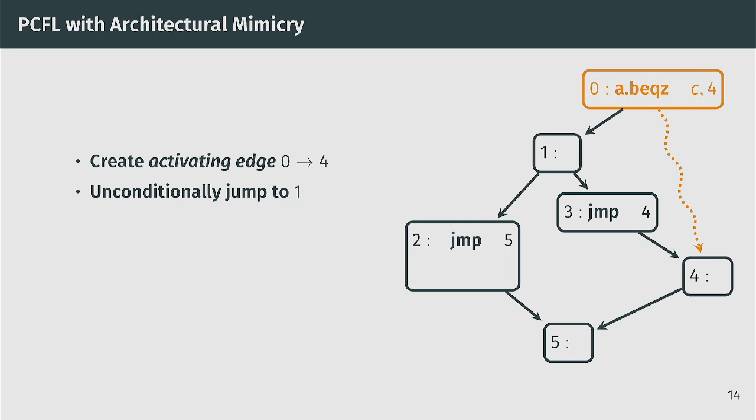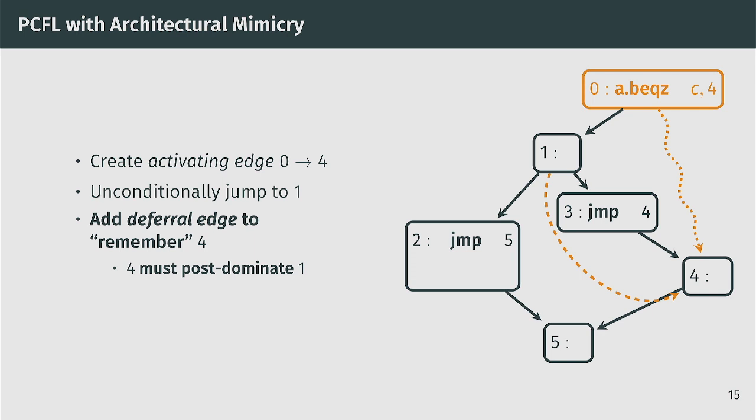And mimic mode will remain active until block 4 is reached. But to make sure that block 4 will always be reached eventually to disable mimic mode, we need to make sure that all paths that start in block 1 eventually pass through block 4. So that's why we add a deferral edge from block 1 to block 4. And that's a kind of temporary edge that we use to remember that block 4 must post-dominate block 1.